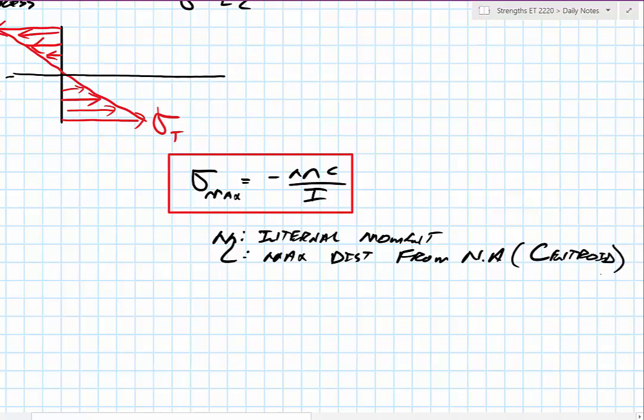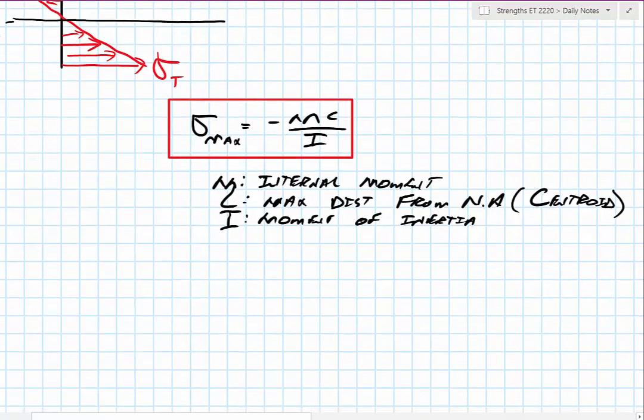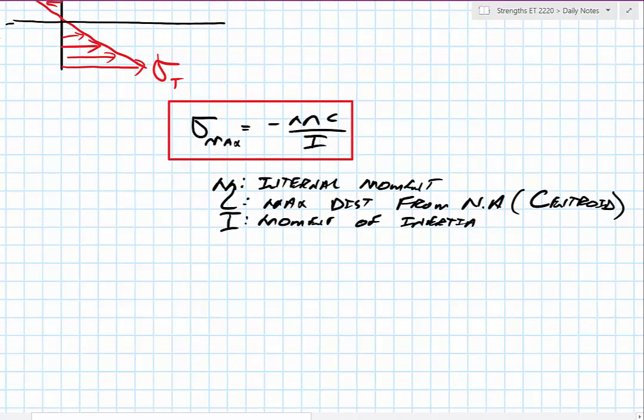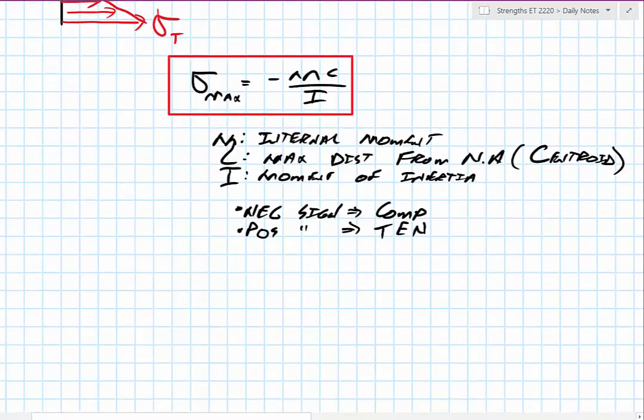So with that c distance being to the centroid, and I, hopefully you know, is our moment of inertia for this cross section. The only other thing we need to add in here is our signs. If I do have a negative sign, then that means that part of the stress is negative. It designates compression. And if we have a positive, then we would be in tension.